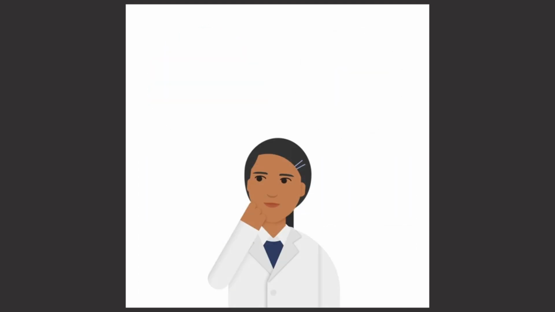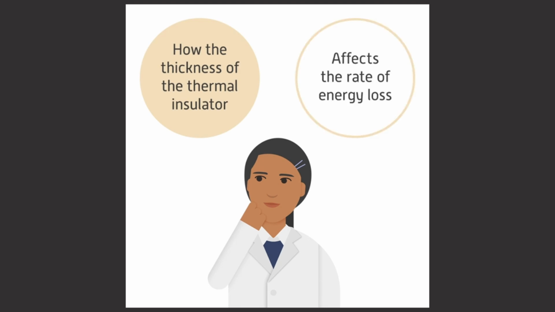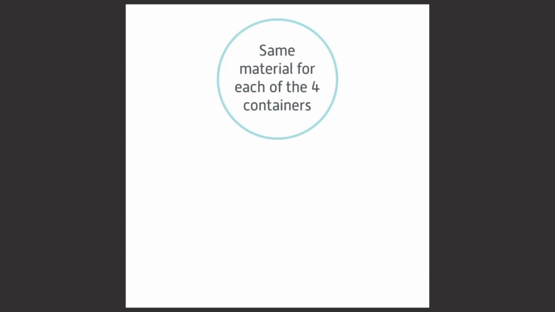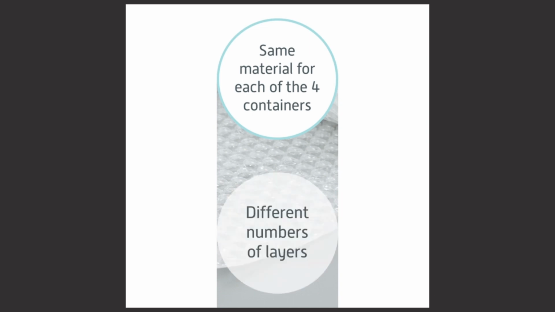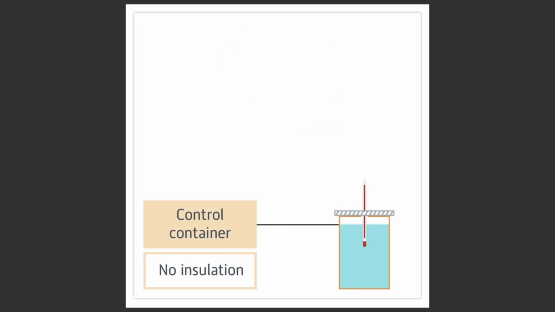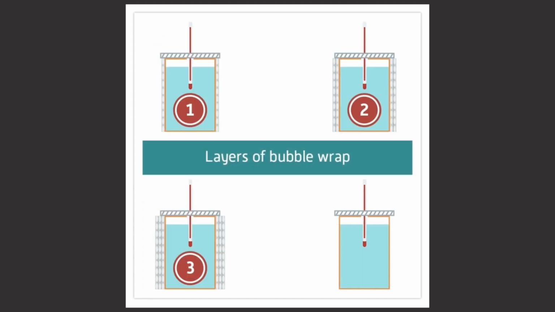You could do another investigation to see how the thickness of the thermal insulator affects the rate of energy loss. This time, use the same material for each of the 4 containers, for example, bubble wrap. Put different numbers of layers of bubble wrap on each container. Your control container will, again, have no insulation, so we can compare the effects of different layers of insulation to no insulation. On the other 3 containers, you could put 1, 2, or 3 layers of bubble wrap.